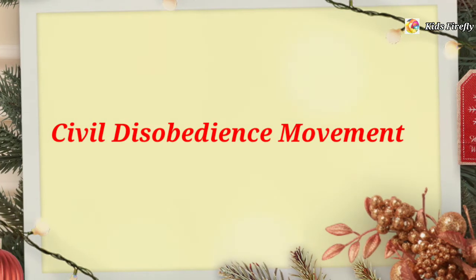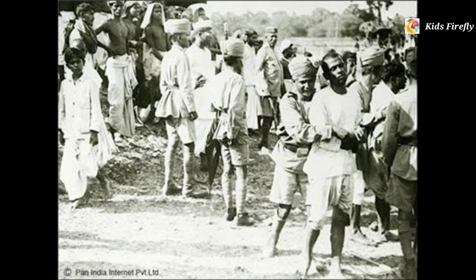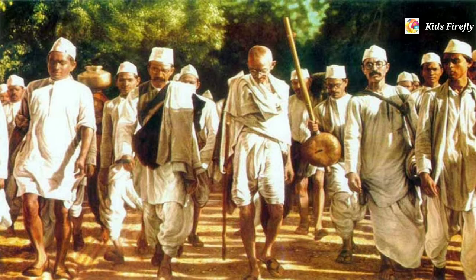Next heading is Civil Disobedience Movement. In 1930, Gandhiji called for a civil disobedience movement against the British. He announced that he would break the salt law himself. In those days, salt manufacturing was the monopoly of the government. People had to pay a tax whenever they purchased salt.